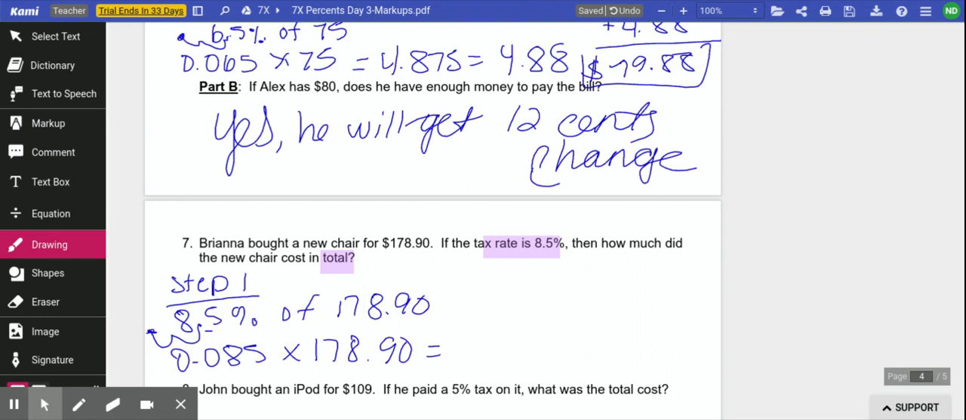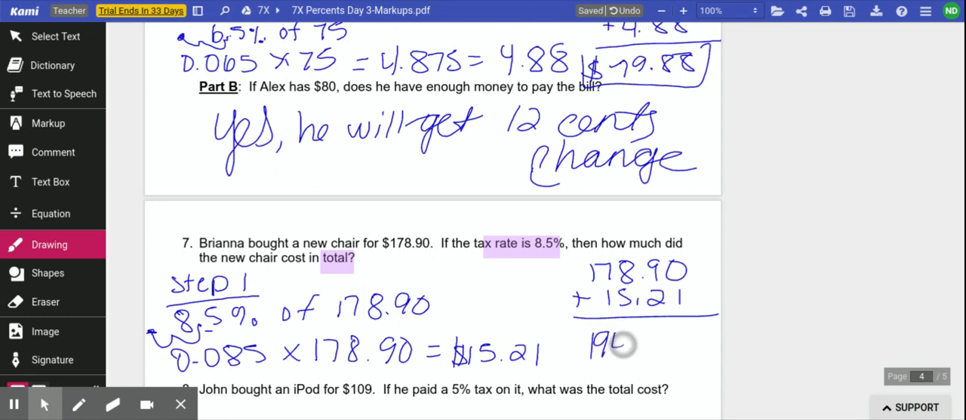When you do that, you will again have to round, and your tax will be $15.21. Then to determine your total, take the original cost of the chair and simply add your tax, which will give you $194.11.